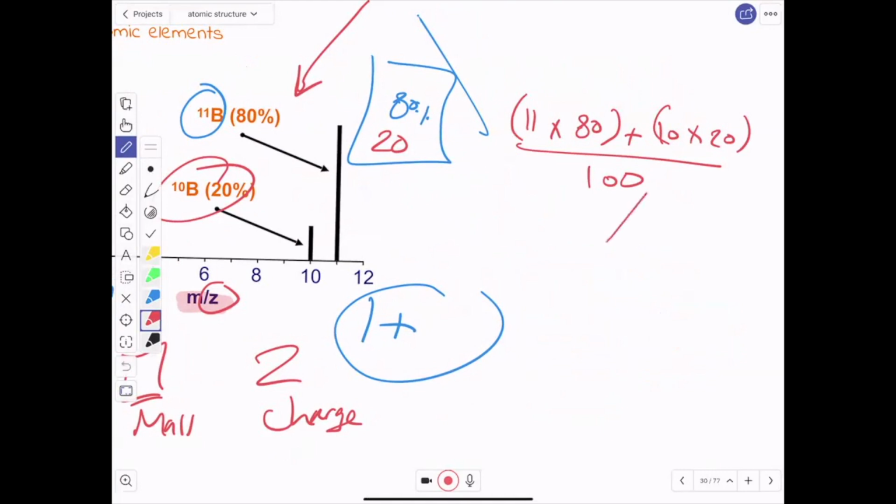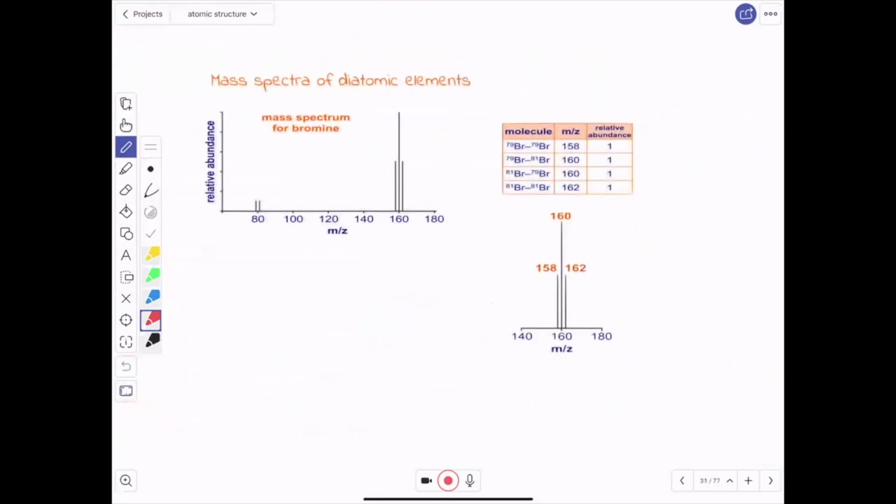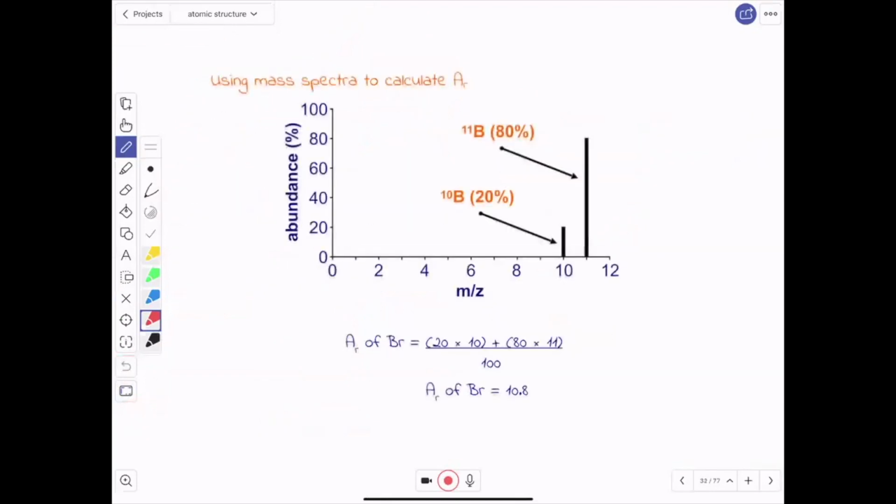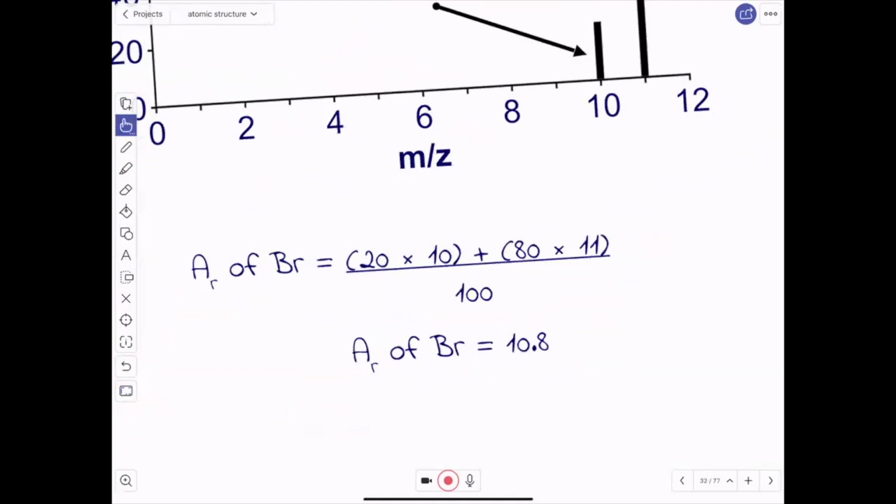And then from this, what do I get? From this, I will get the average atomic mass of boron, or relative average atomic mass of boron. All right. Could you try this? So the answer for what I've done here is going to be that much, 10.8.